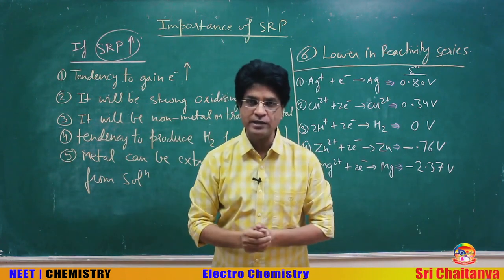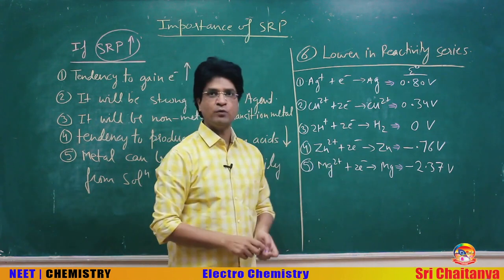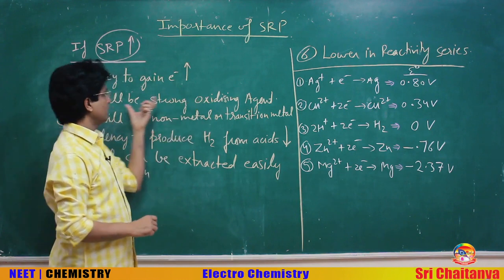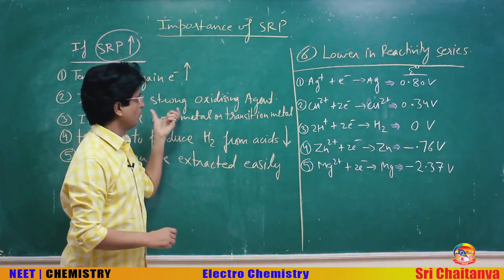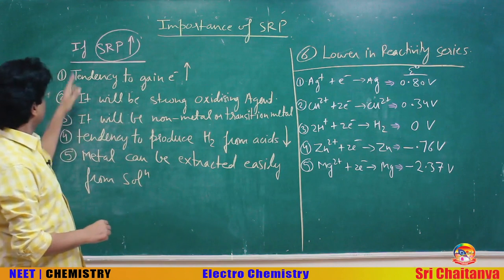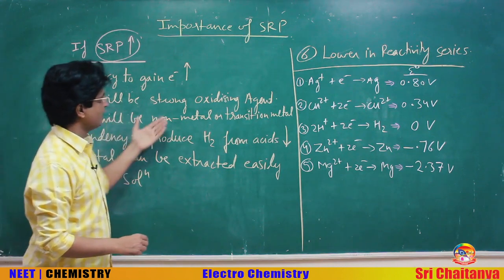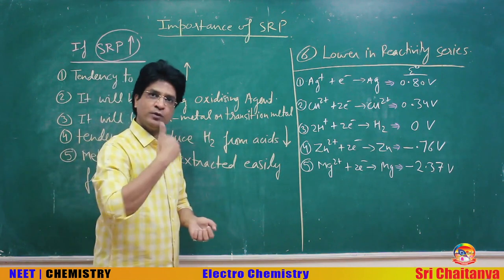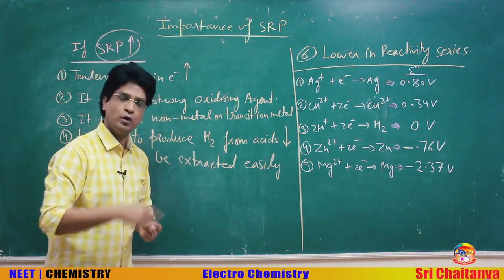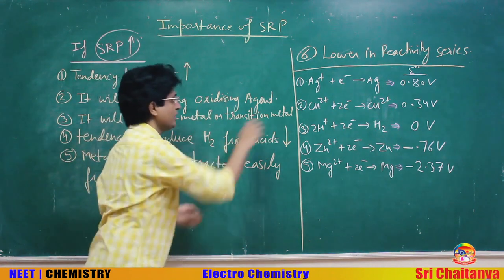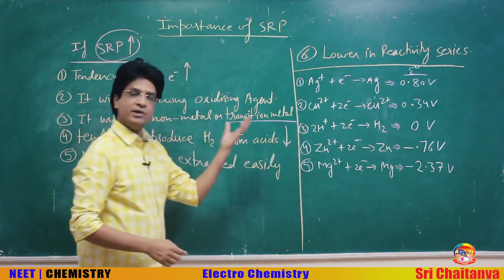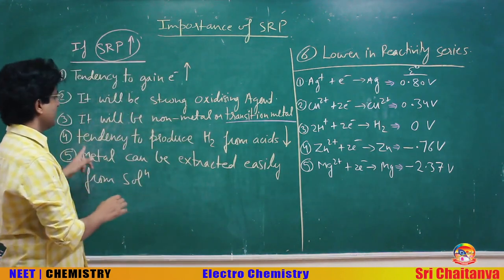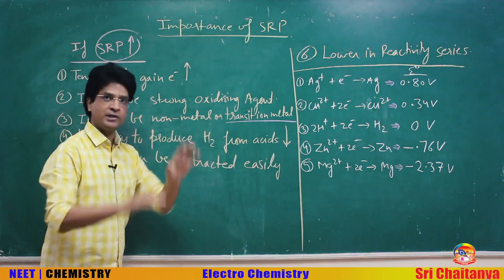What is a strong oxidizing agent? Any agent which is going to accept electron will be a strong oxidizing agent. So if SRP is higher, the element or substance we are talking about will be a strong oxidizing agent. Third one, the chances are that it will be a non-metal or a transition metal. How? SRP means tendency to accept electron. If you are accepting electrons, who accepts electron? Non-metals or transition metals, important one, because transition metals can accept electron in their vacant d orbitals. Remember that.